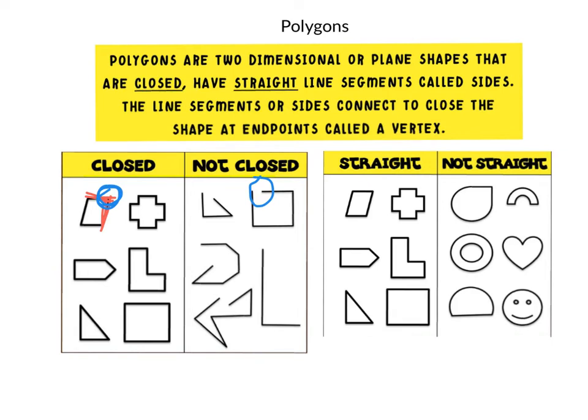And here are some examples of straight and not straight attributes of shapes. So in this example here, these would be considered polygons, but these would not, because a polygon is made from straight line segments.